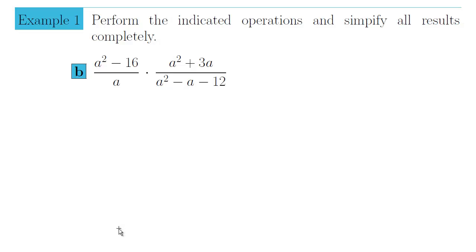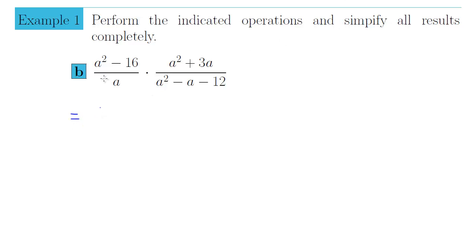Example 1b. Perform the indicated operations and simplify all results completely. A squared minus 16 over a times a squared plus 3a over a squared minus a minus 12. Now, as before, the first step is to observe the operation that you're being asked to perform on these rational expressions. In this case, it's multiplication. When we multiply fractions, we multiply straight across. But before doing that, we want to cancel any common factors. So our first step is to factor. Let's rewrite our problem, and as we're doing that, we want to factor.